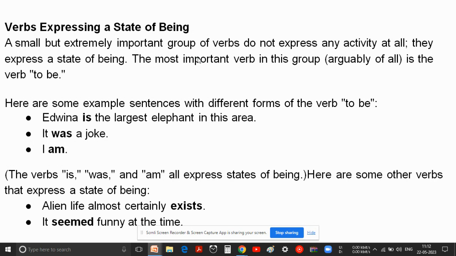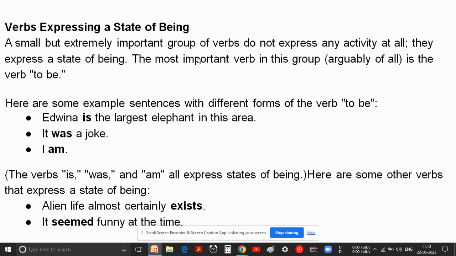Edwina is the largest elephant in this area. So here is is the state of being. It was a joke. So here was is a verb. I am. So here am is a state of being. The verbs is, was, and am all express states of being.